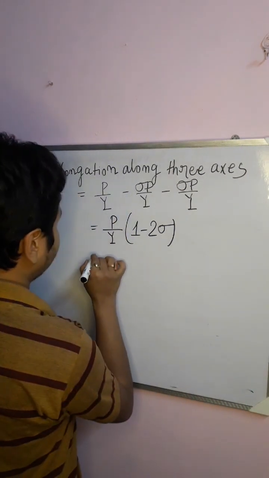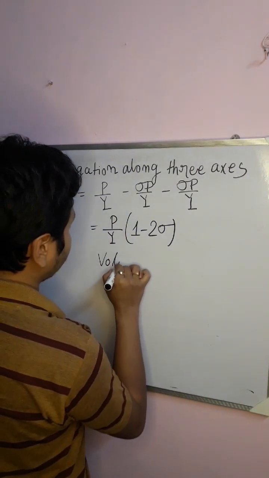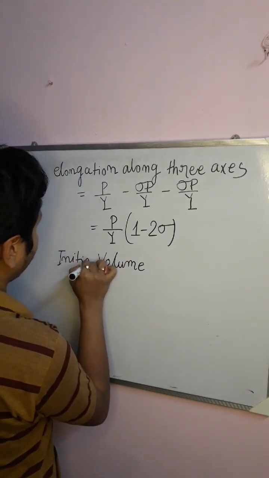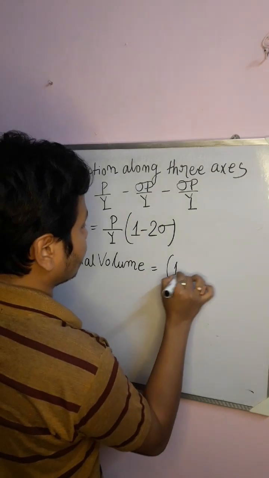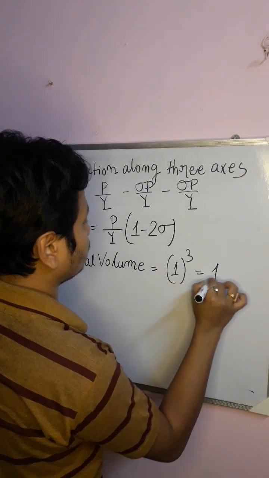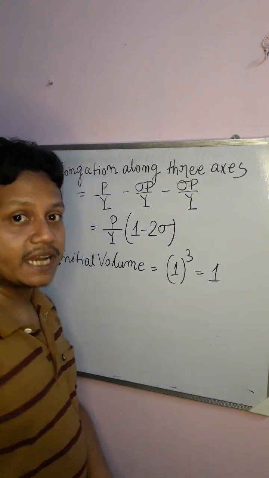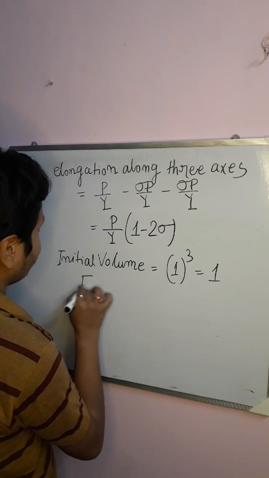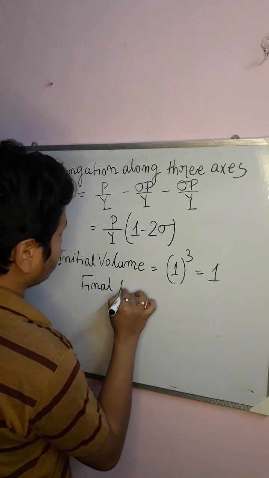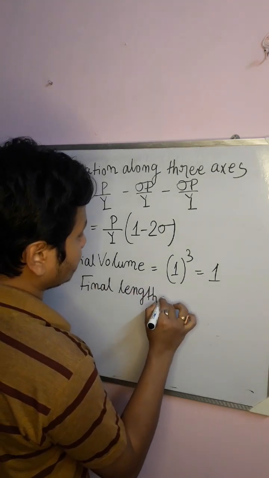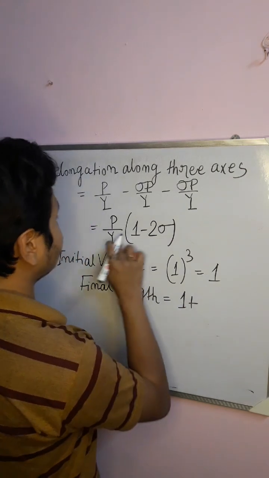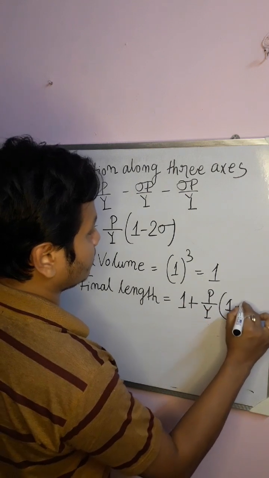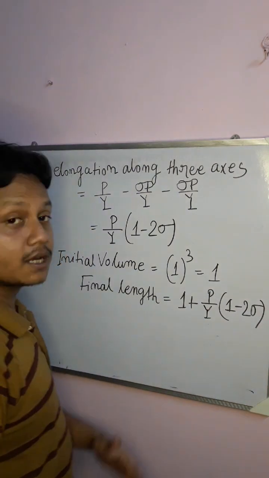That means the initial volume is what? The initial volume of the cube is what? We imagine the sides to be 1, that means the initial volume is 1. And what would be the final length of the sides of the cube? Initially there is length 1, and this amount of elongation takes place. So 1 plus p by y into 1 minus 2 sigma. This is the final length of the sides.